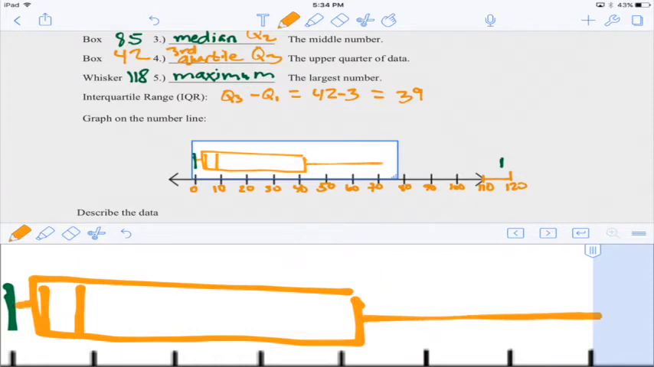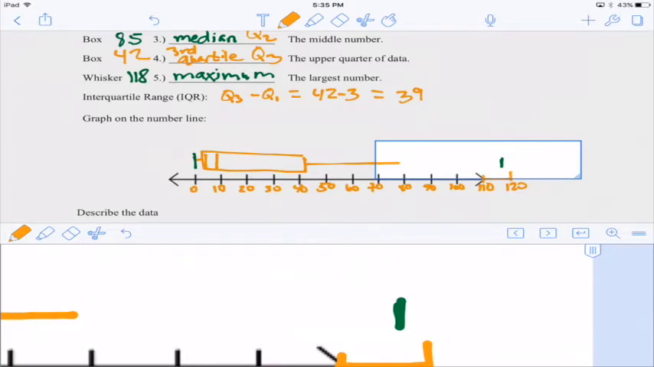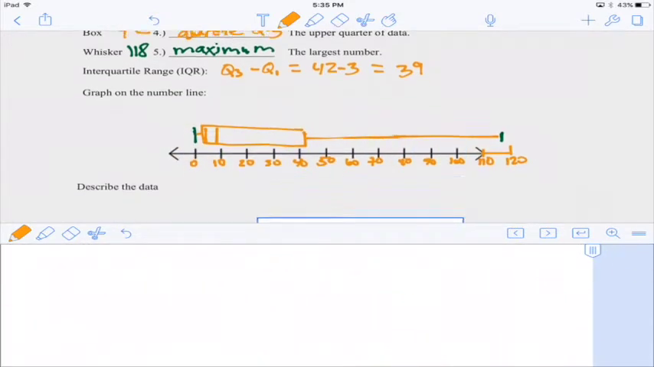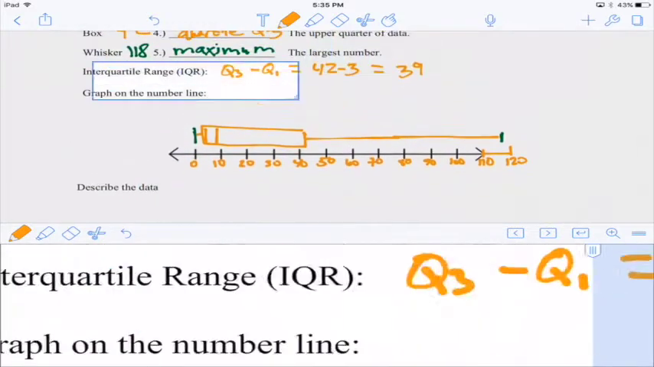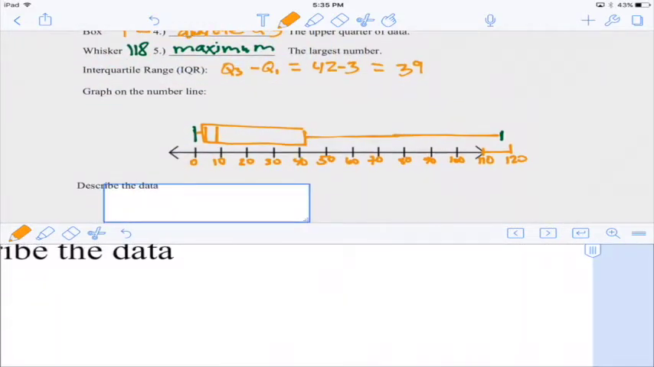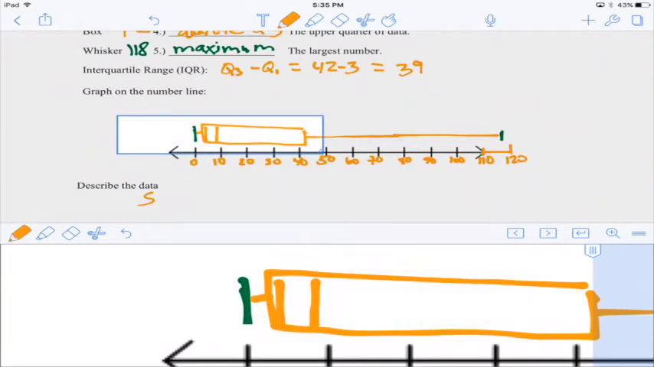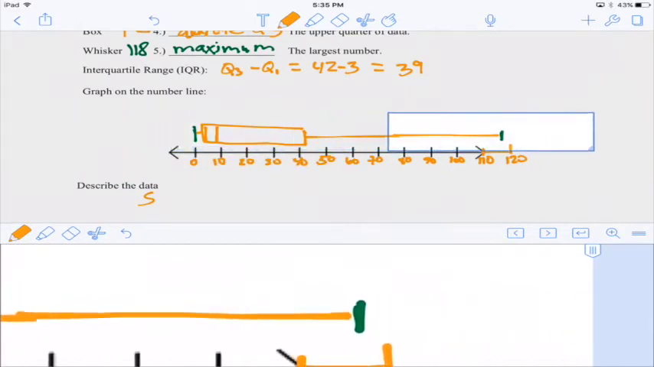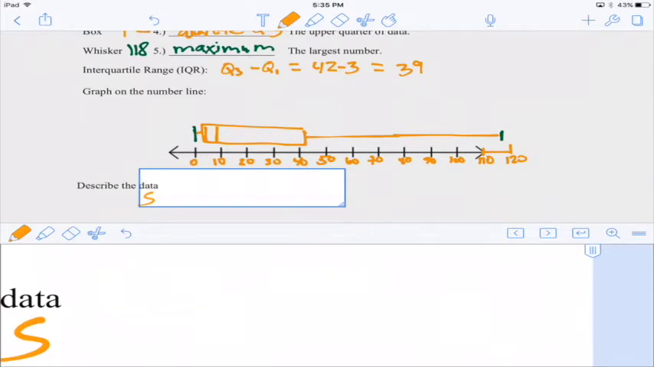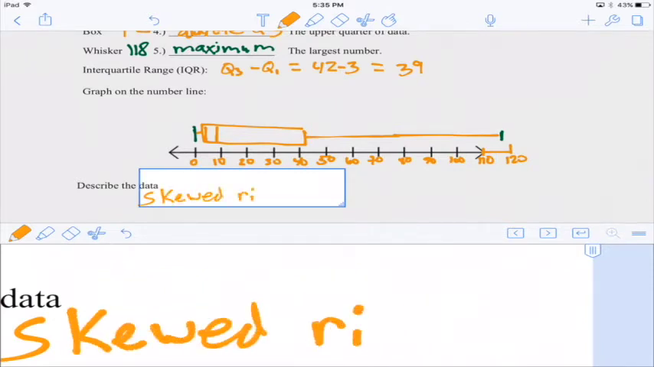It's rarely going to be called a box and whisker plot. We just call it a box plot. Okay? So if we were to describe this, we would use our SOCS, our shape. Well, you can see that this box is not in the middle. There's a huge skew. It's very skewed right. So that was our shape.